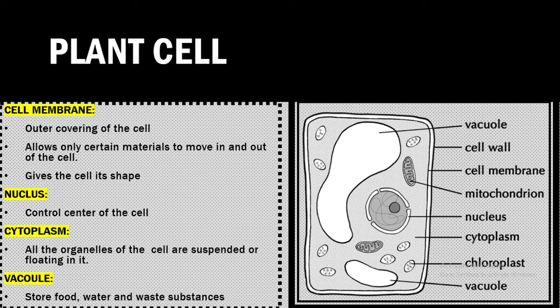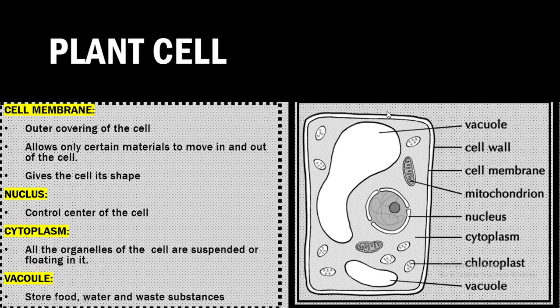You can see the nucleus in the animal cell. It is present in the center and is very small in shape. But in the plant cell, we can observe that here the vacuole is present in a large shape and present in the center, and the nucleus is small in size as compared to the animal cell, but the functions are the same. Okay. So here the vacuole function is also to store food, water and waste substances.